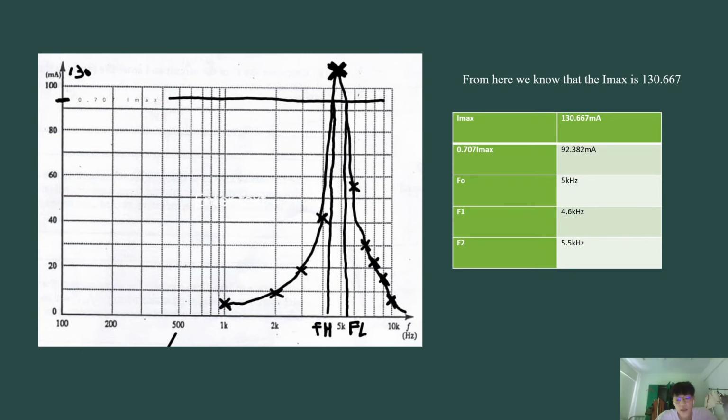After that, we need to observe the frequency for the graph. So we can know that the frequency of the center is 5K and the frequency from the left hand side is 4.6K and the frequency from the right hand side is 5.5K Hz.